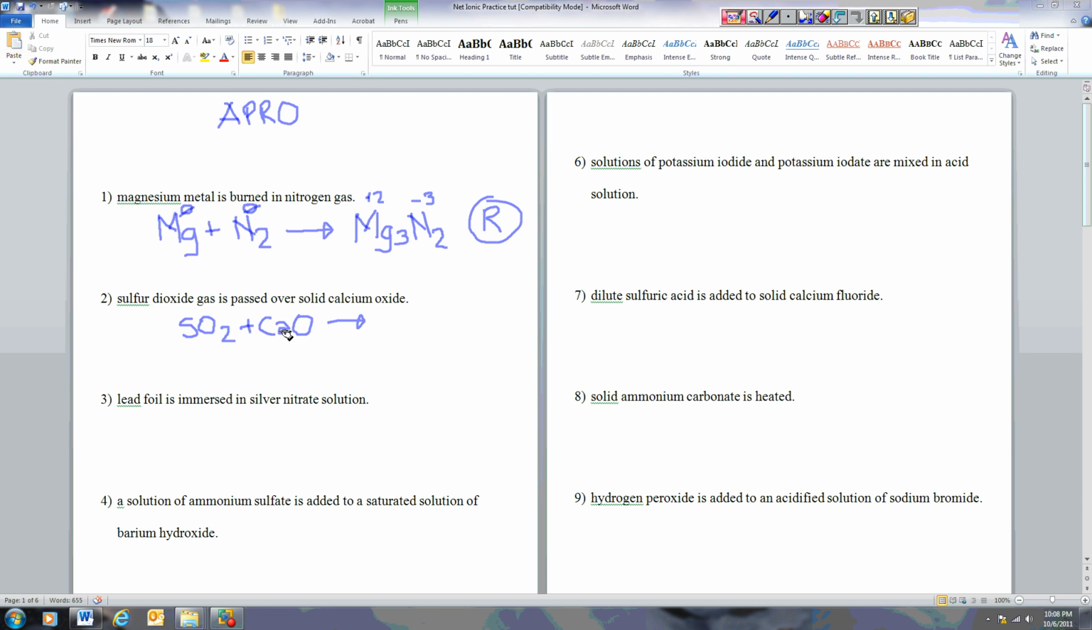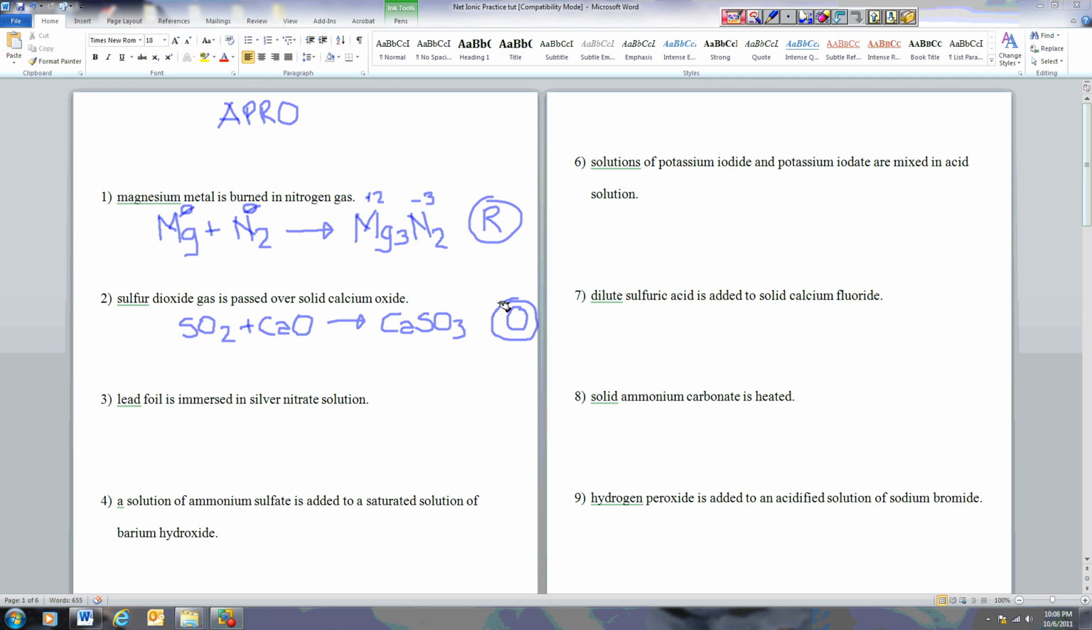So what do you do with the other category? Well, this is kind of trial and error. As you get more practice, you start picking up things. But typically what happens when you react a solid with a gas is you combine all the elements. So this becomes CaSO3. Notice there's three oxygens, one sulfur, one calcium. So this is the other. See, a little bit more challenging.